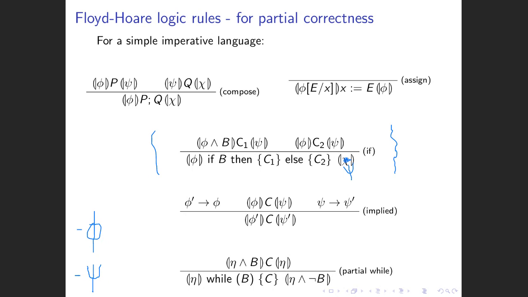I've come up with a mnemonic for that. So if phi and b holds, the program C1 is run, and the state that we end up in is psi. If just the precondition phi holds, then the program C2 is run, and we end up in the state psi.